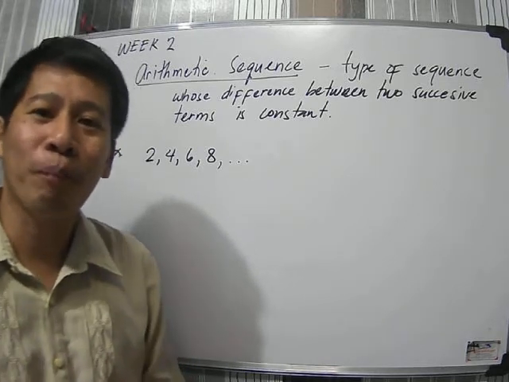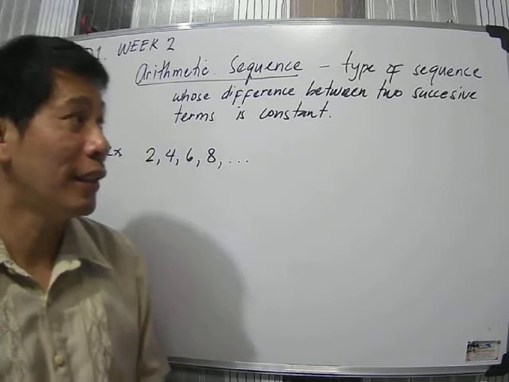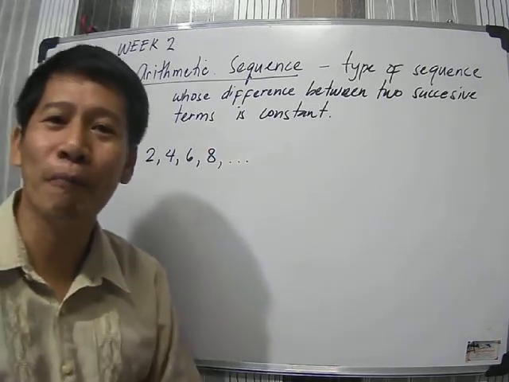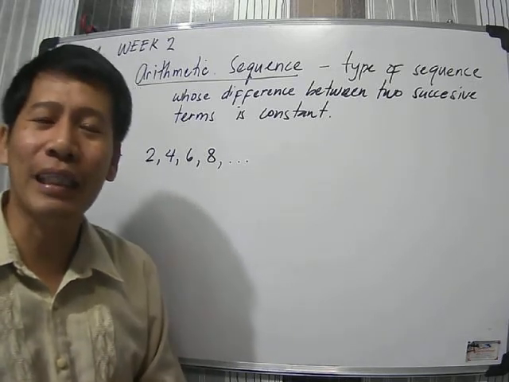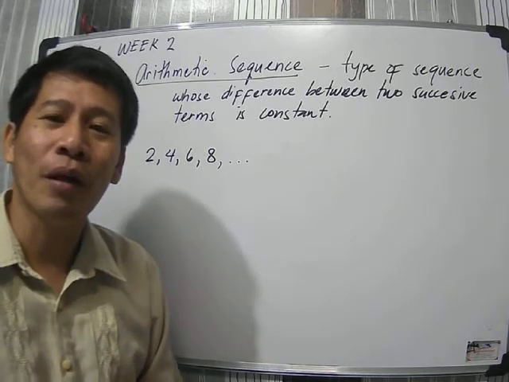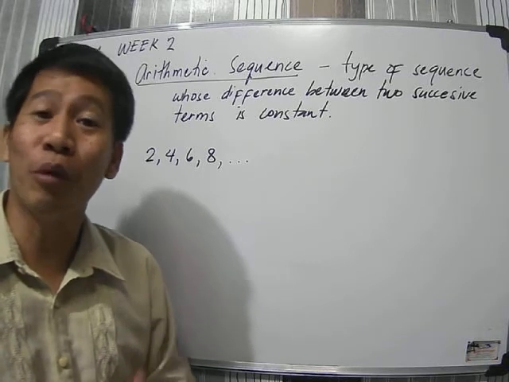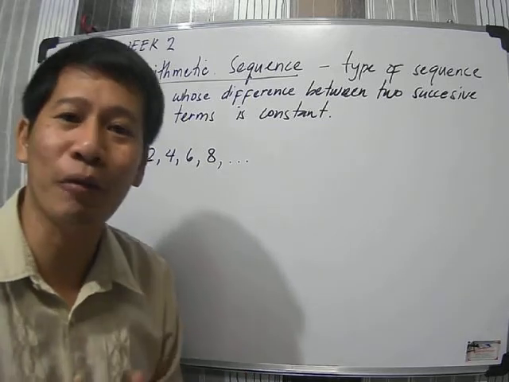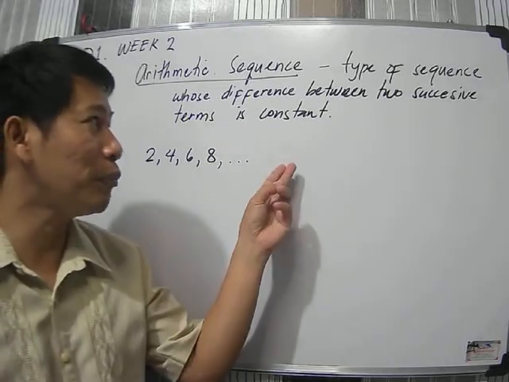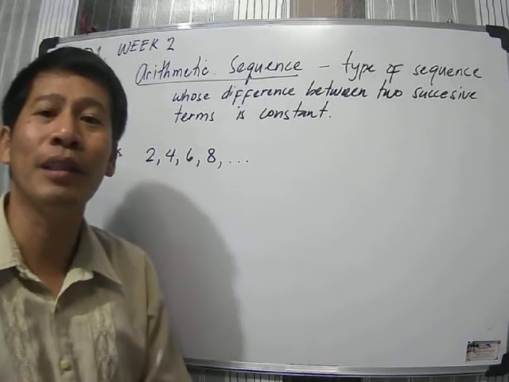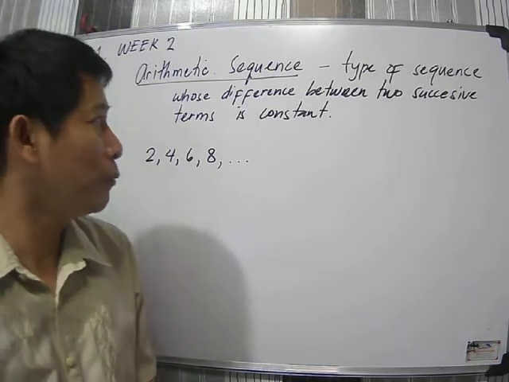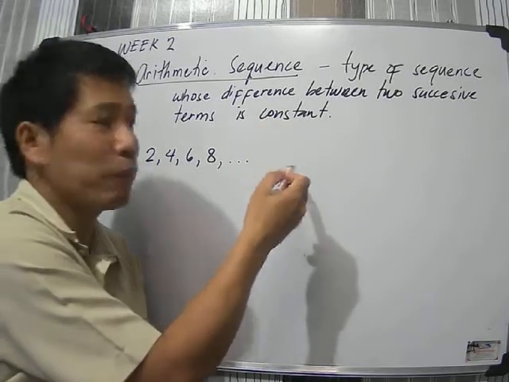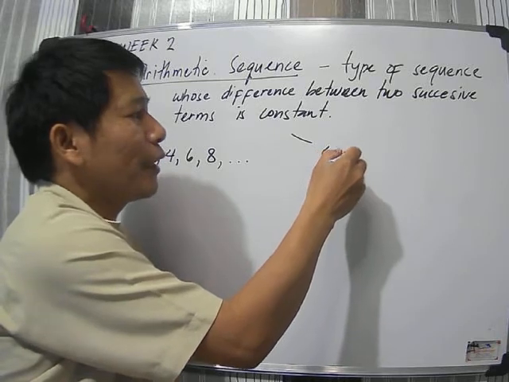So for this week, we will be dealing with a type of sequence which is what we call arithmetic sequence. So ano ba itong tinatawag nating arithmetic sequence? Okay? So by definition in your module, in your LAS, arithmetic sequence is a type of sequence whose difference between two successive terms is constant. And this difference between two successive terms, which is constant, is what we call the common difference.